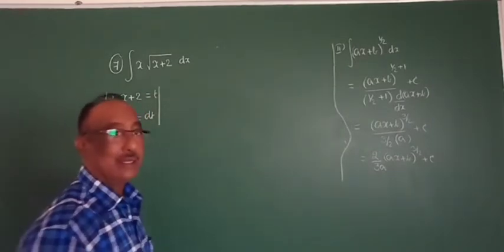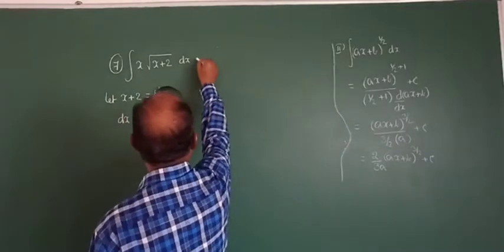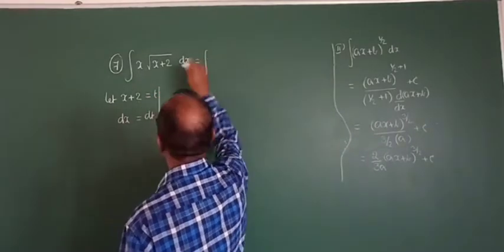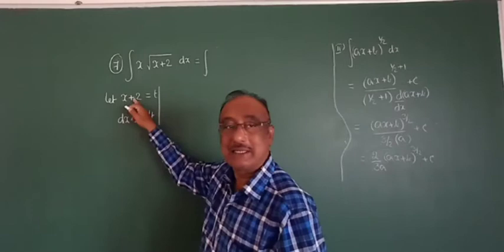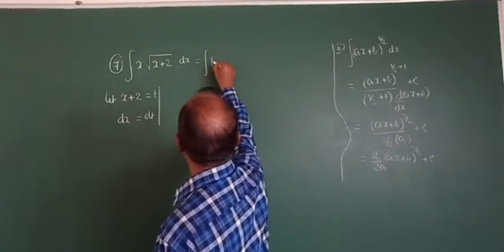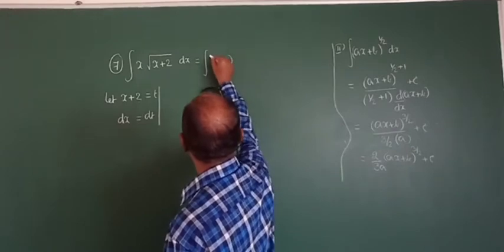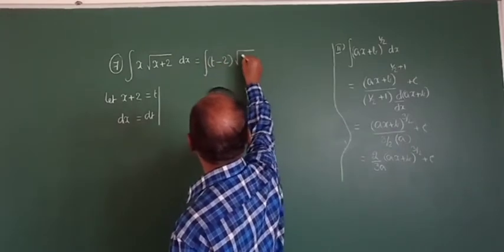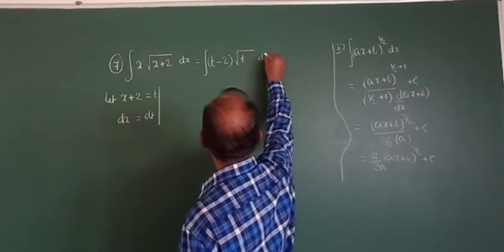Now we can write the integral. What is x? x is t minus 2. Is it clear? t minus 2, into root of x plus 2, which is root t, into dx, which is dt.